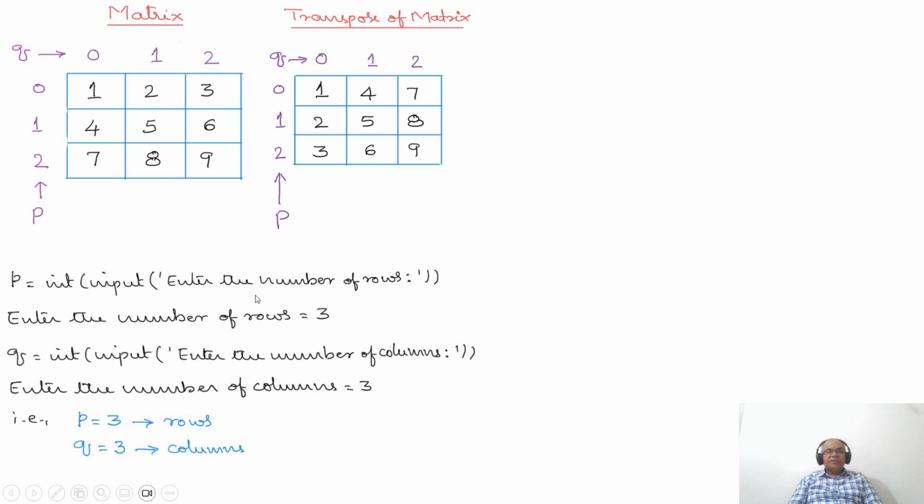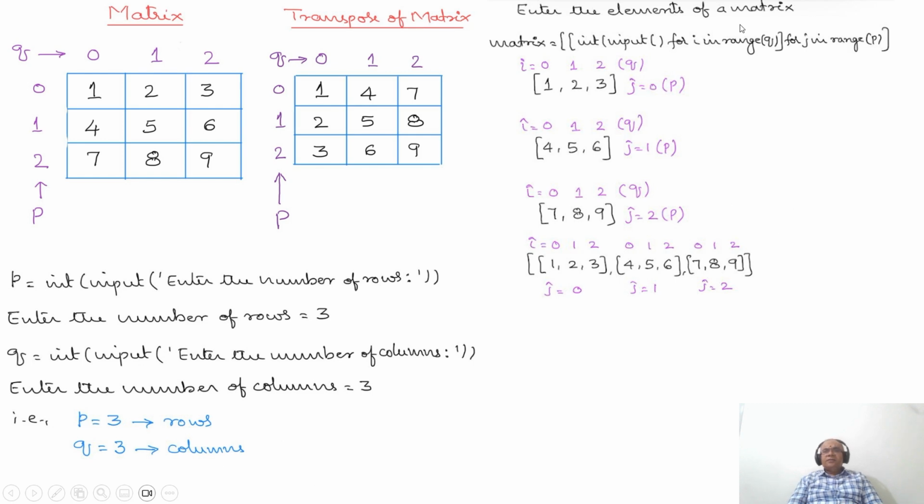How exactly will the output come? Whatever is there in the print function within the code will be displayed here. Enter the number of rows is equal to 3. Q equals int input, enter the number of columns. So what happens when it is displayed? Enter the number of columns, that is equal to 3, because we are considering a 3 by 3 matrix. That is, the value of P is equal to 3, that is rows, and the value of Q is equal to 3, that is columns.